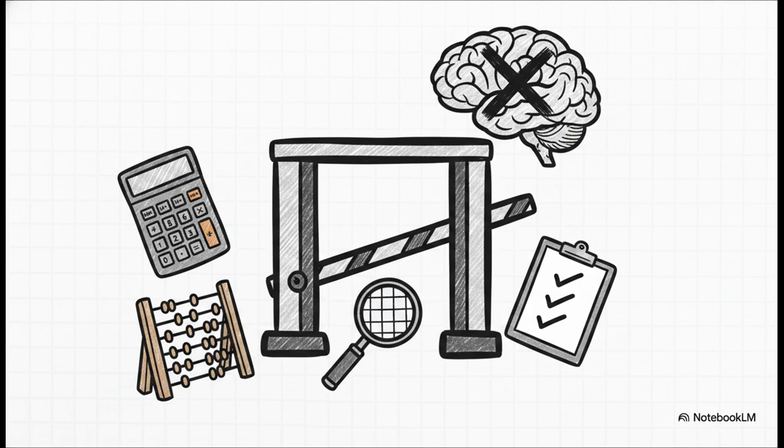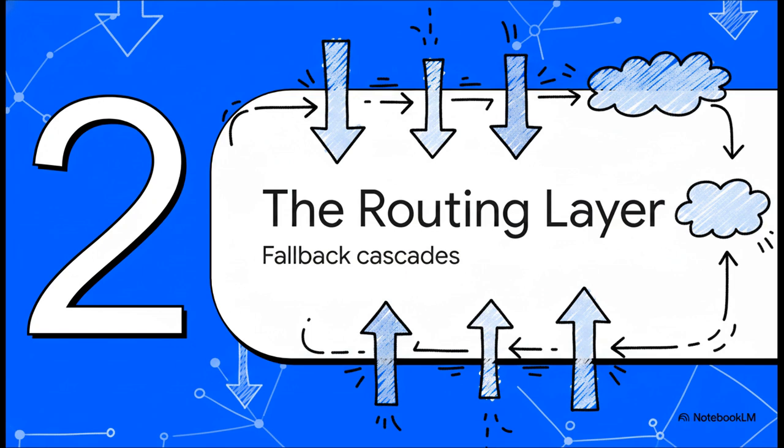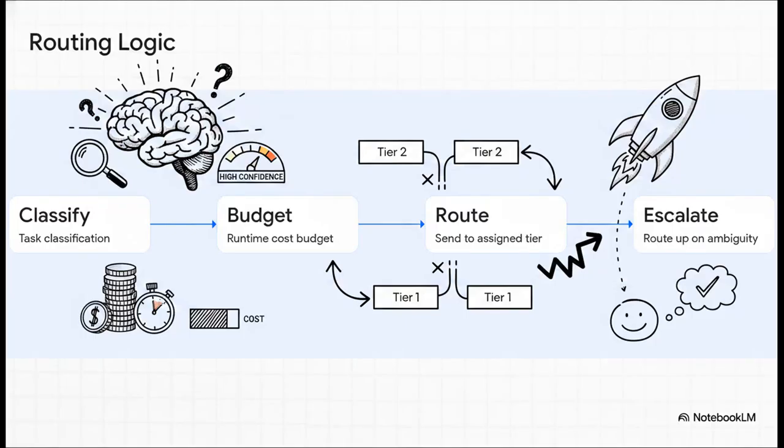exist. But, identifying these tiers is really only half the battle. Now we have to actually route the traffic. Which brings us to Section 2, building fallback cascades, the routing layer logic. So, this routing layer relies on fallback cascades to seamlessly move traffic around without breaking the user experience. Here is exactly what happens under the hood.